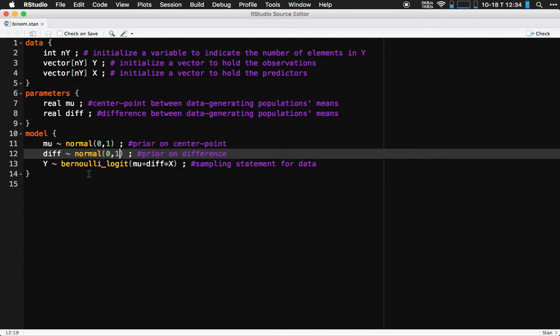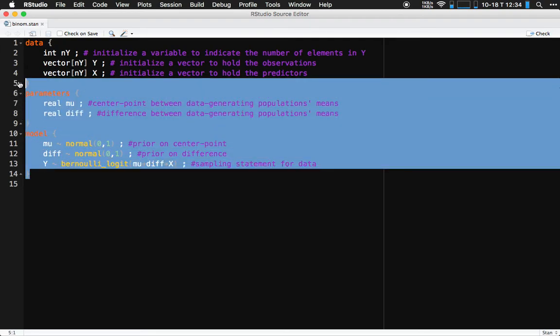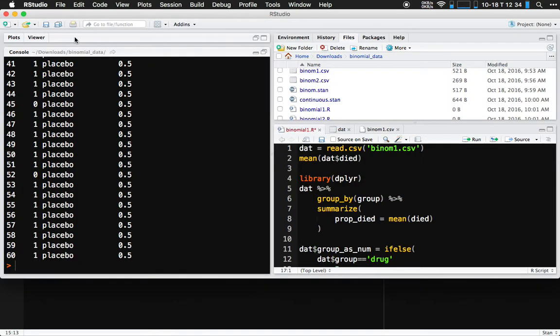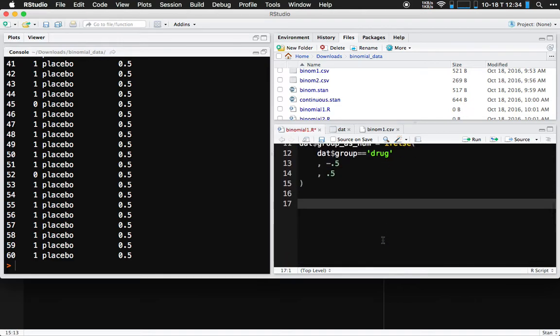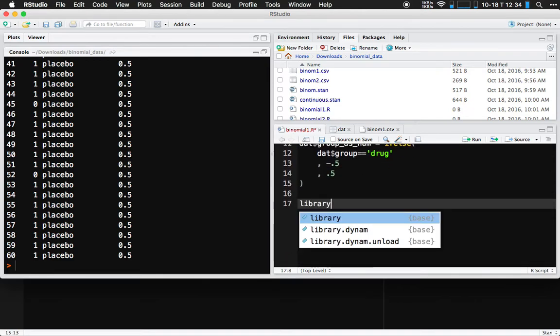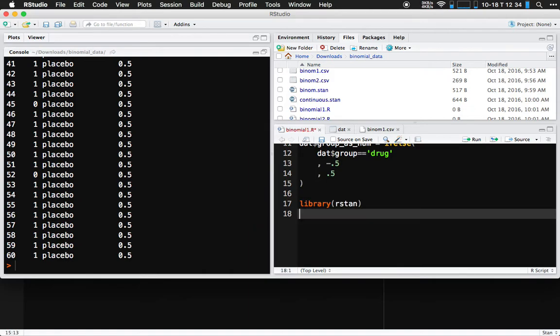That would be fairly substantial. So you can actually use sort of the normal 0, 1, normal 0, 1 on both of these as relatively acceptable default priors. And so let's actually go back to our data file. So if we wanted to compile this, library rstan and model equals stan model binom dot stan.